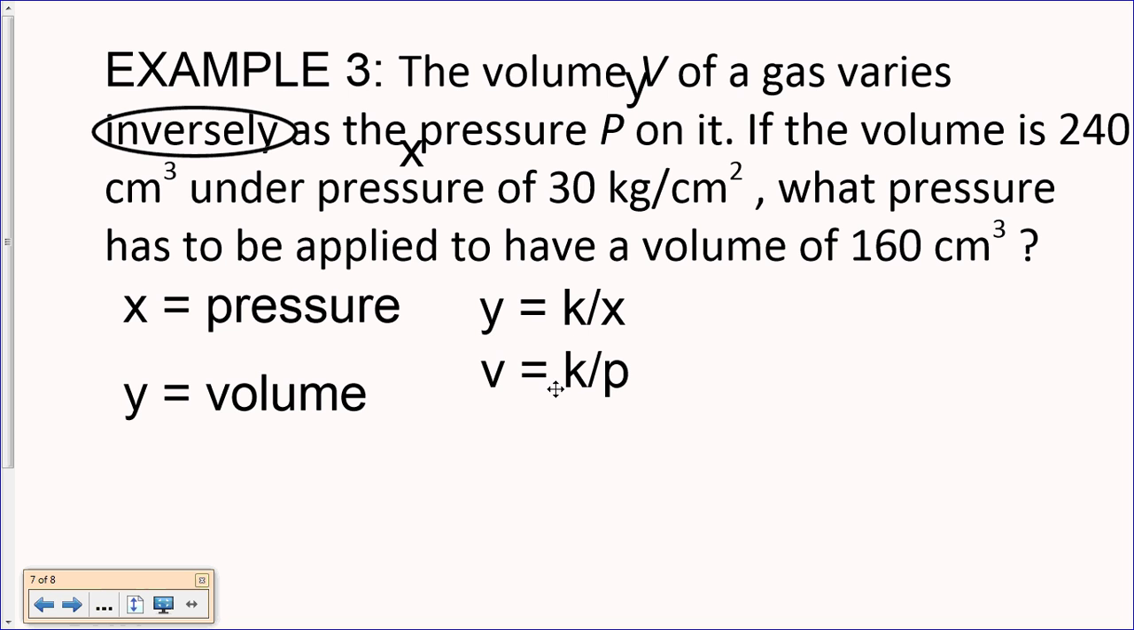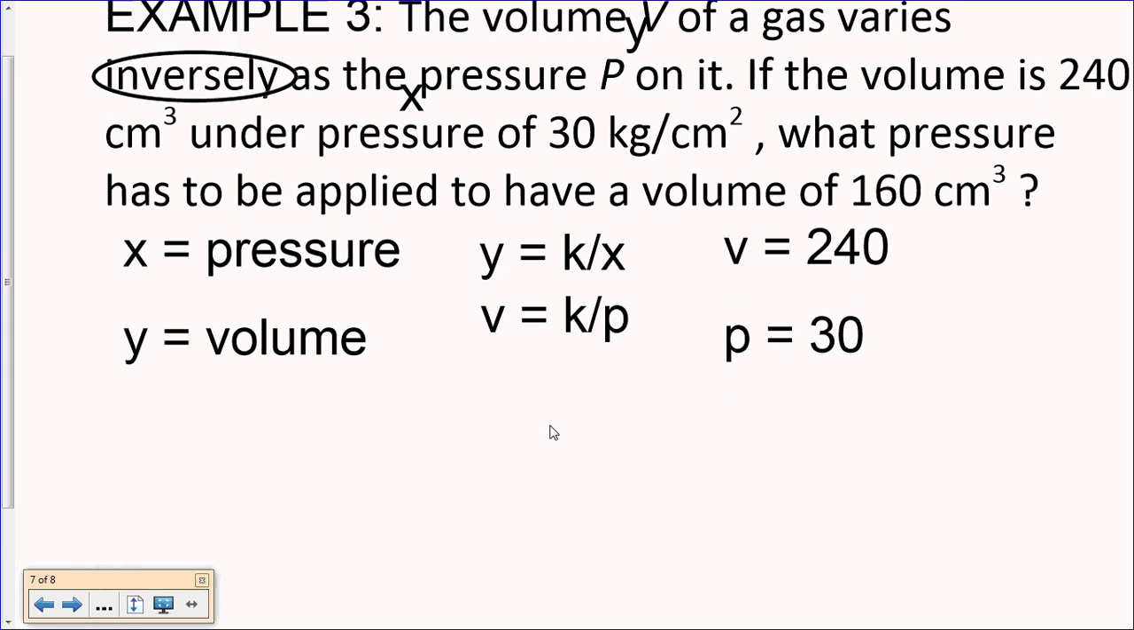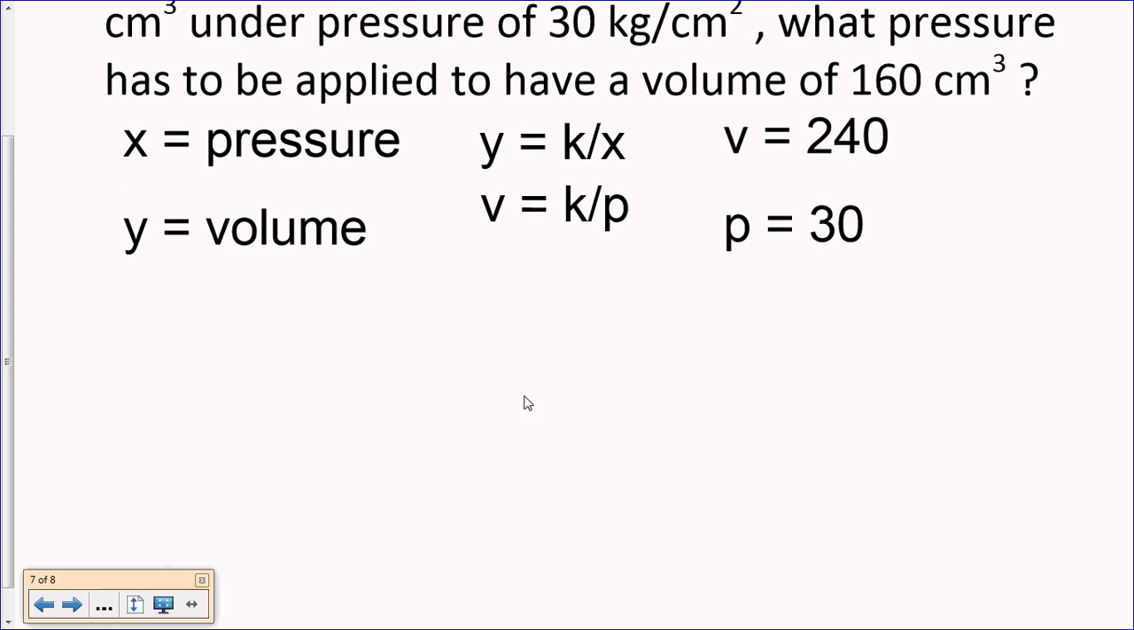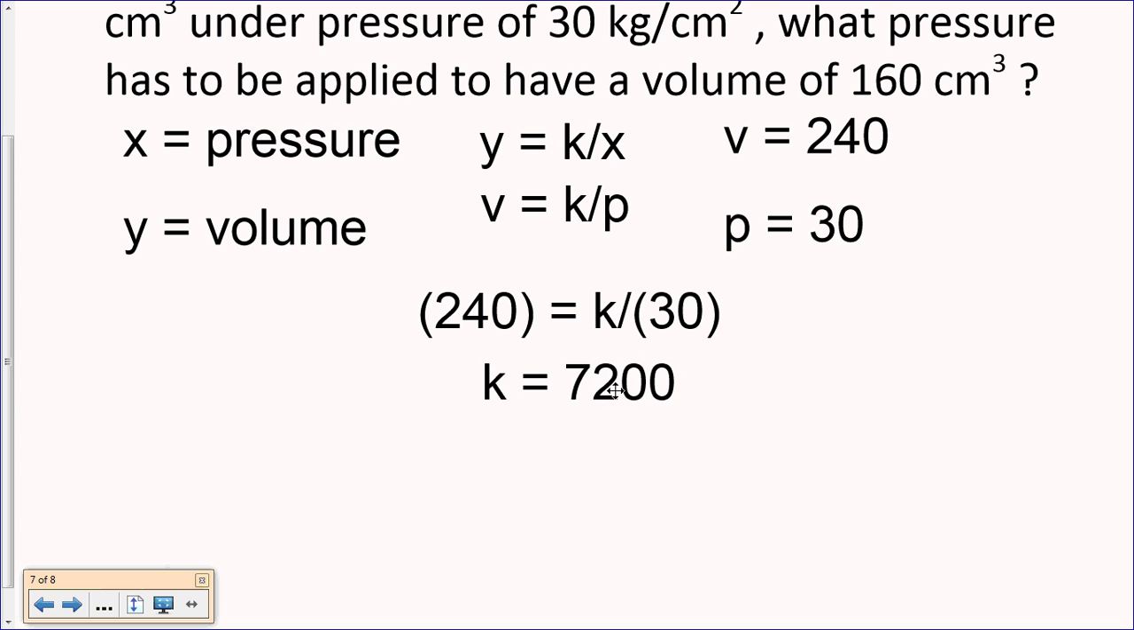Luckily, they did give me a volume and a pressure that I know works for this situation. They told me that V is 240 when the pressure is 30. So I'm going to go ahead and plug that in, and I'm going to solve for K. So I need to multiply both sides by 30 to get K by itself. So 30s will cancel out on this side. 240 times 30 gives me 7,200. So yes, it's a very big number.